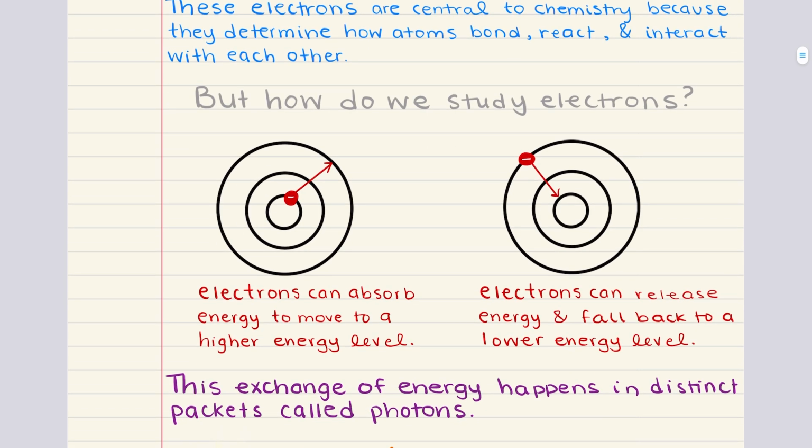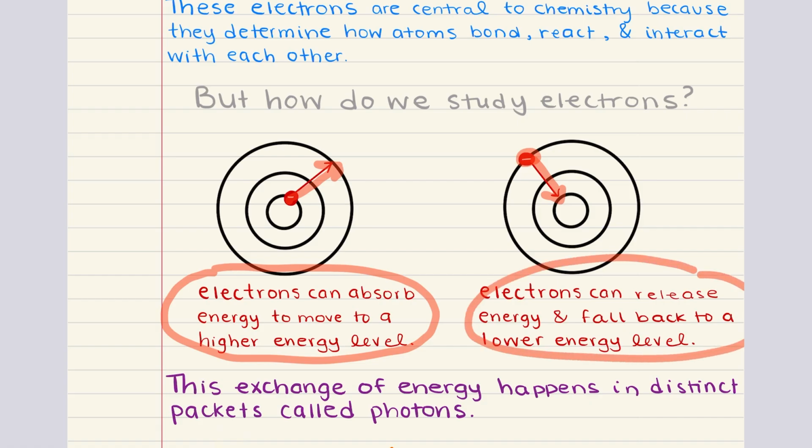So when an electron absorbs energy, it moves to a higher energy level that's further away from the nucleus. And this process is called excitation. However, the excited state is unstable, so the electron will eventually return to a lower energy level, releasing energy in the process. And this is called relaxation. But how does this energy transfer actually occur?